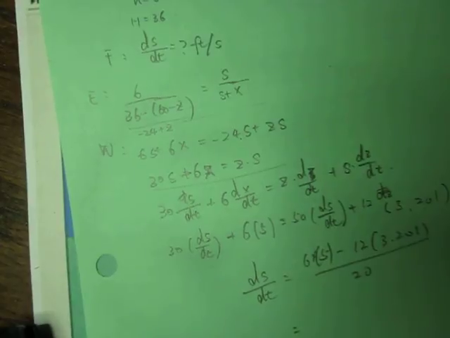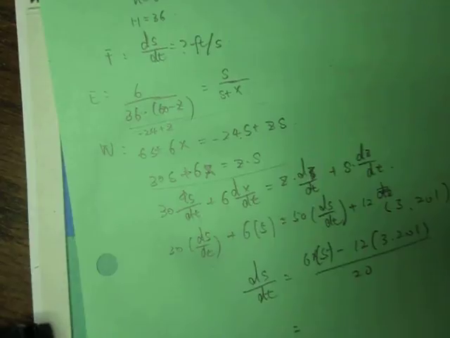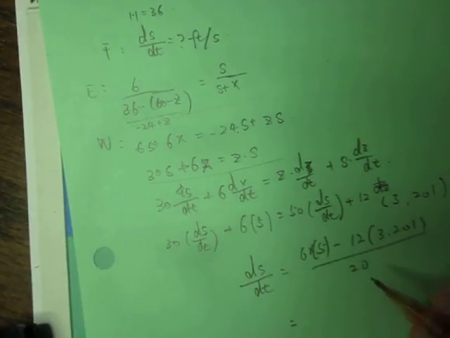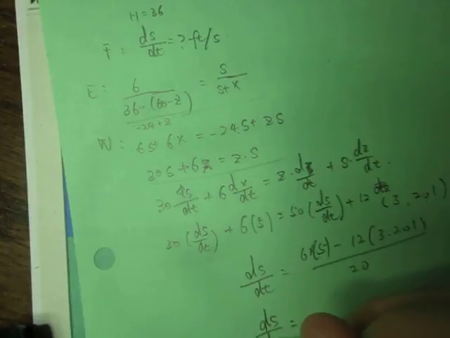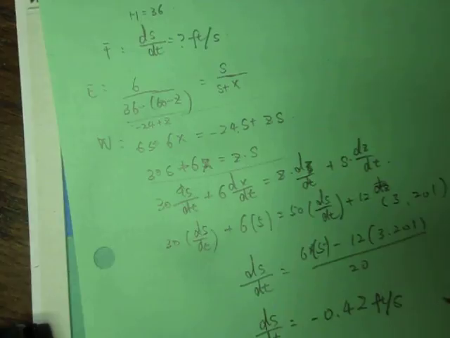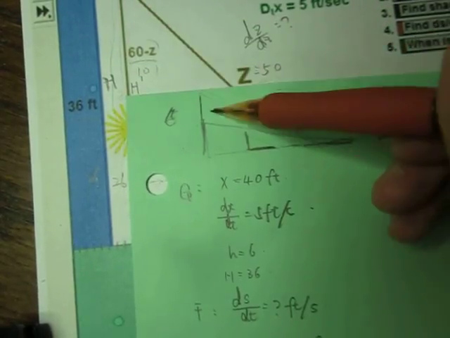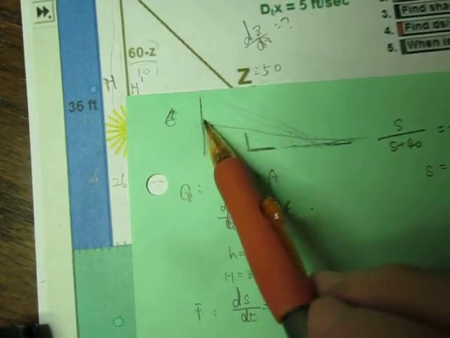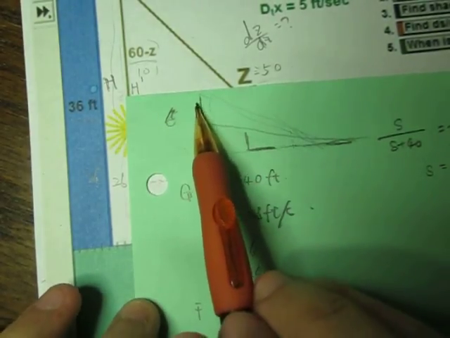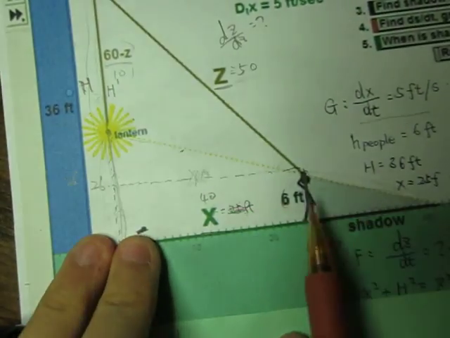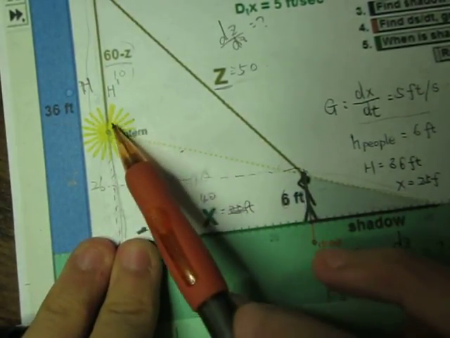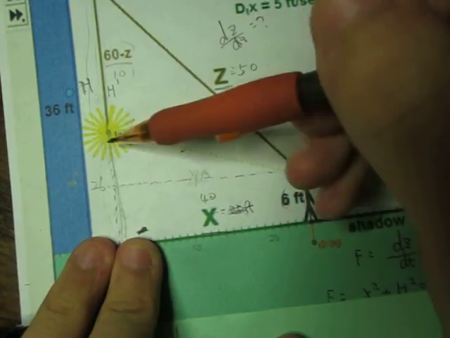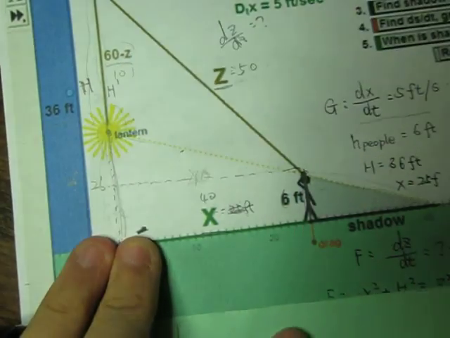And when we plug in everything in our calculator, we should come out with a negative number, which makes sense because when the person is getting further away from the light, the light is also becoming higher and higher. So when this person becomes here, this one is getting higher and higher. Okay.